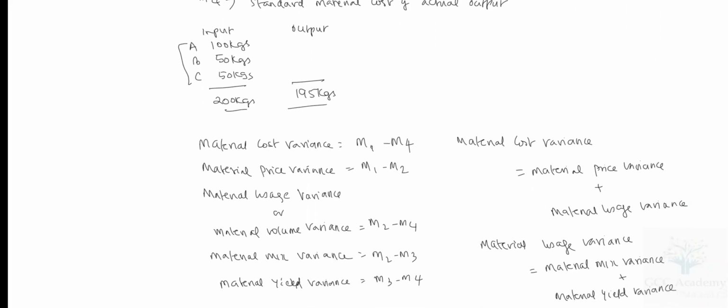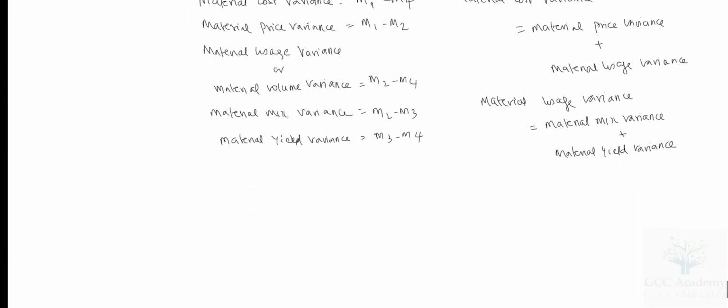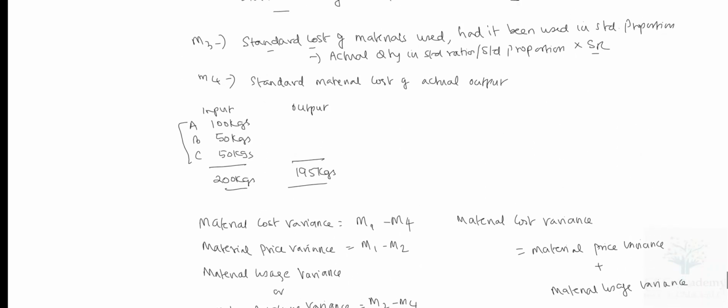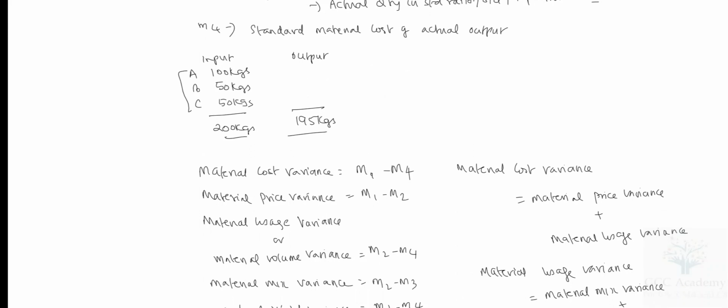Now after arriving at M1, M2, M3, M4, we need to calculate the variances. Material cost variance is M1 minus M4, material price variance is M1 minus M2, material usage or volume variance is M2 minus M4, material mix variance is M2 minus M3, and material yield variance is M3 minus M4. So once you get these 4 steps done, calculating the variances is basically the final answer. To compute the variances of material, you need to go through the 4 steps.